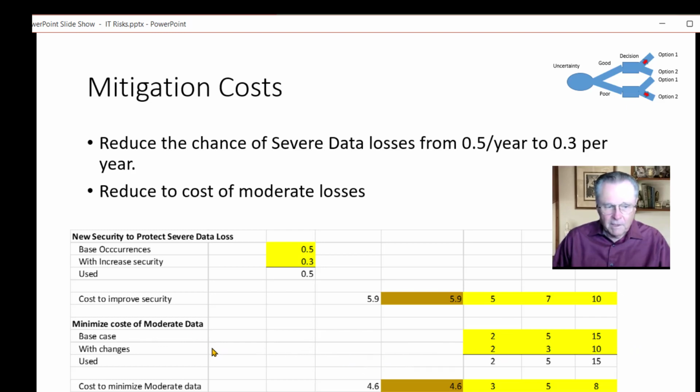And if I mitigate the cost of recovery, if you will, it would be 2, 3, and 10. So once again, I can decide, if I'm mitigating, I'm going to use this lower line rather than the upper line. And the cost to mitigate that moderate data is shown here.